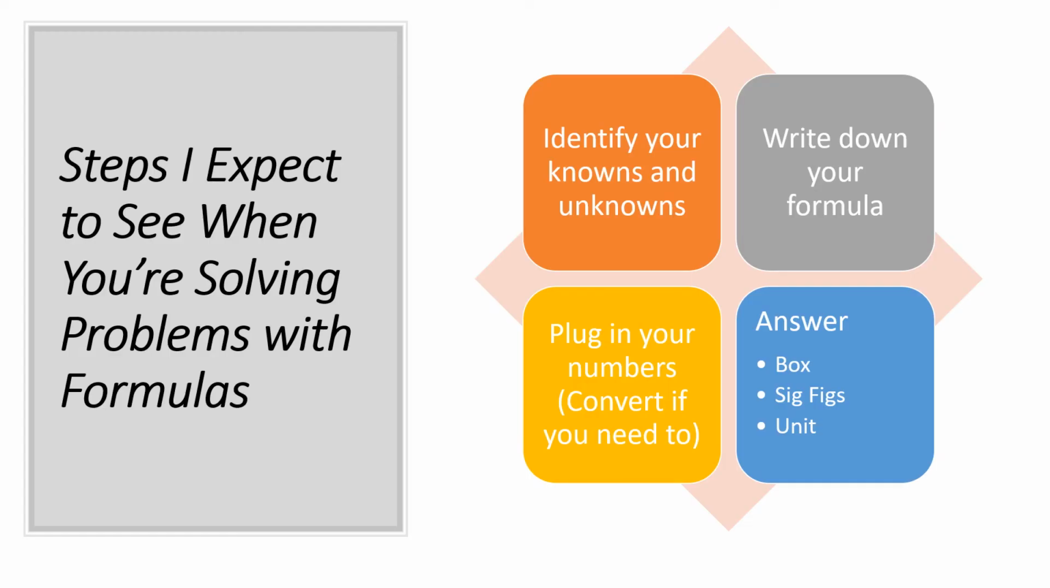So I'm expecting 4 main things whenever you're solving problems with formulas like these. I'm expecting you to identify your knowns and unknowns and then write down your formula. Some students have issues like, I don't know which formula to use. That's why you write down what the symbols are or write down what you have in the problem, and that will tell you which one to pick. You plug your numbers into your formula, but if you need to convert them, you should do that. If not, it'll mess up your answer. I'll describe what that means in a few minutes. So for your answer, box, significant figures, and unit.